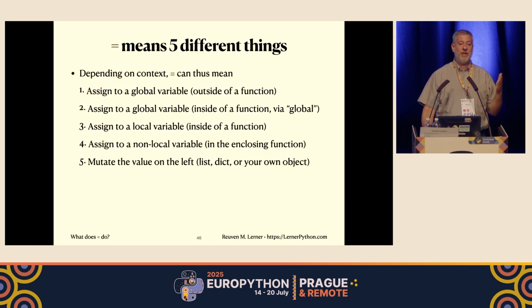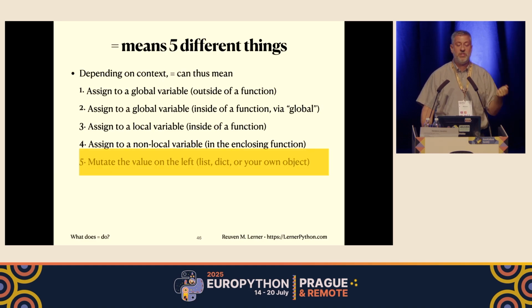So now equal sign means 5 different things. We can be assigning to a global outside a function, assigning to a global in a function, assigning to a local variable in a function, assigning to a nonlocal variable in the enclosing function, or we could be mutating a value, typically a list or a dict, or maybe even your own object, on the left with square brackets.